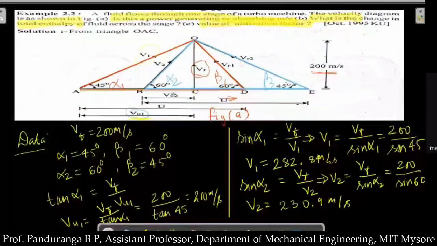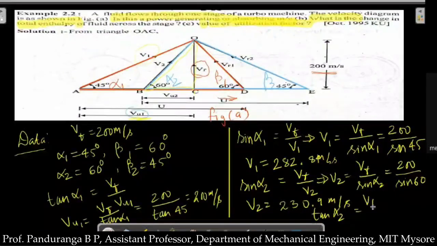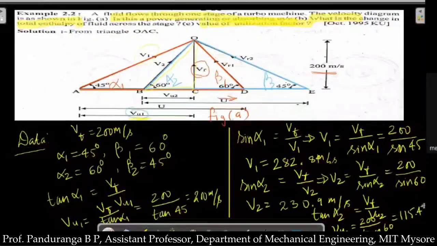Now we need to find out Vu2. If I take this right angle triangle, then Vu2 is adjacent side and Vf is opposite side. So I'll take tan of alpha 2. So that will be equal to Vf divided by Vu2. So Vu2 will be equal to Vf, that is 200, divided by tan alpha 2, which is 60. So Vu2 will be equal to 115.47 meter per second.